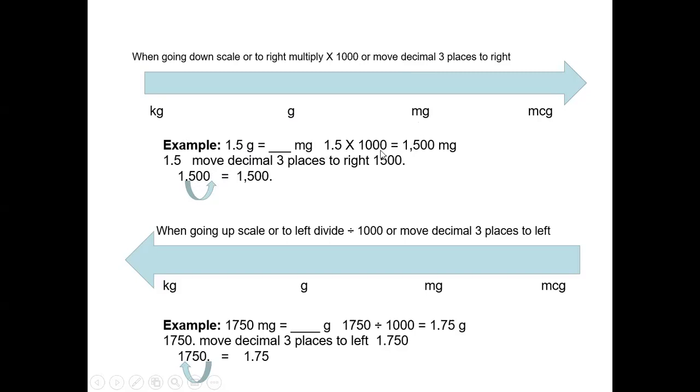Or you could take that 1.5 and multiply it by 1,000. When you're going up the scale or to the left, you're going to divide by 1,000 or move the decimal 3 places to the left. So here I'm going from milligrams to grams. I have 1,750 milligrams. I'm going to divide by 1,000 or move that decimal place 3 places to the left. 1, 2, 3. And that gave me 1.75 grams.